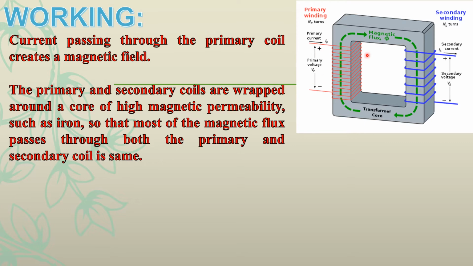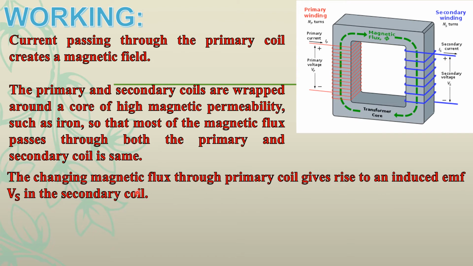Here we have primary coil, here we have secondary coil. Both are wrapped around an iron core that has high magnetic permeability. Due to high magnetic permeability of this iron core, most of the flux passing through the secondary coil is same as the primary coil. So flux through primary coil is almost same as the flux through secondary coil due to the high permeability of this iron core on which both the coils are wrapped.